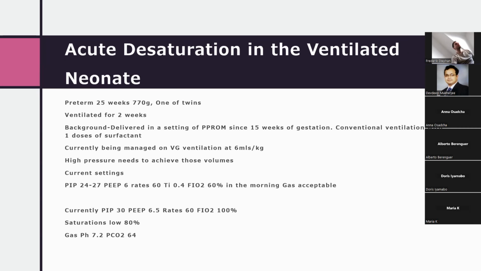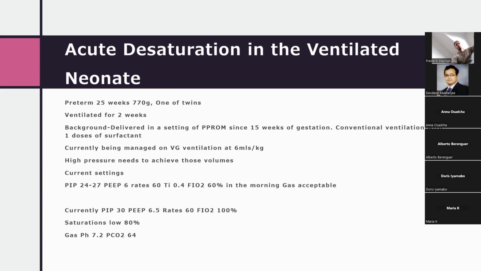Then, have we done an echo, any PDA, any PPHN? Okay, so we don't have any heart murmurs. Blood pressures are stable. We don't have a pre and postductal saturation difference. We haven't done an echo at the moment because we're not clinically suspecting a PDA. But it does remain an option, obviously. Anything else?